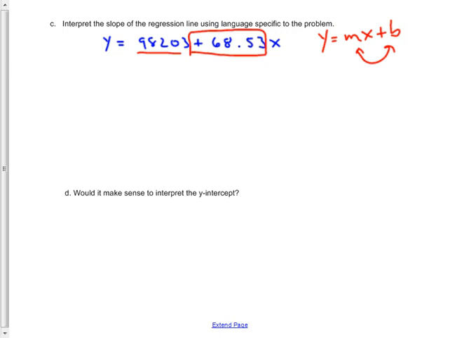All right, so here's how we're going to interpret that. Remember, the slope is always supposed to be the change in y compared to the change in x from algebra.